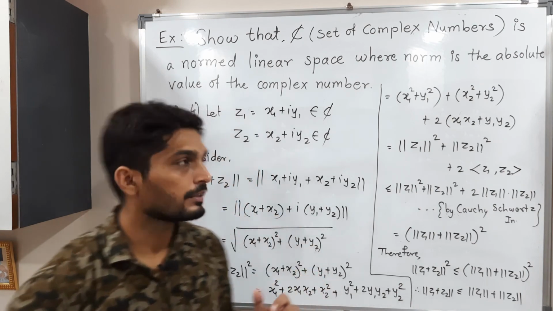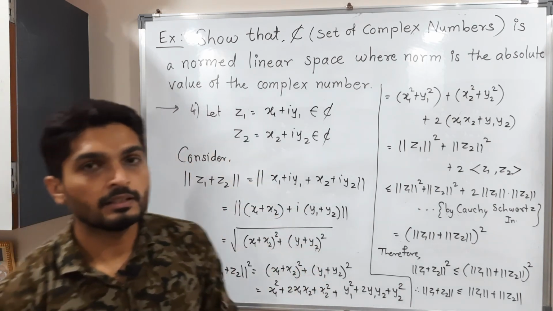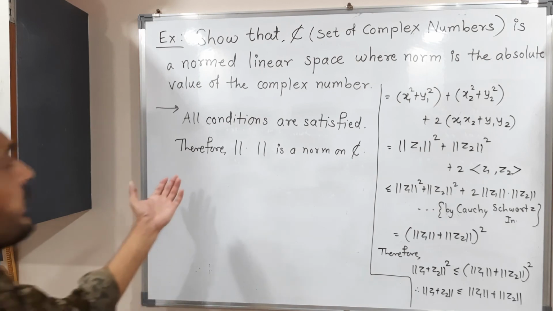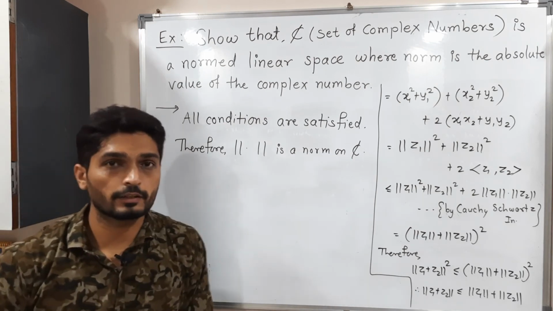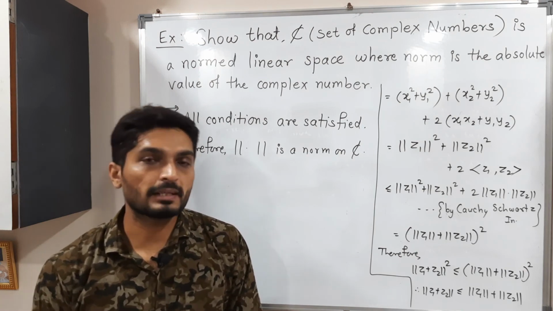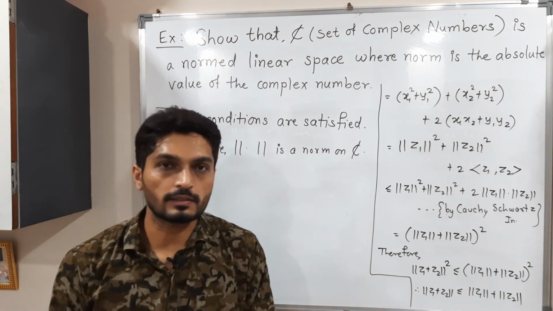Make a screenshot of it. I will remove this part and write. Please make a screenshot of this one. See here, I clearly mentioned all conditions are satisfied, therefore it is a norm on C. So the example is over. Thank you. Make a screenshot of just these 2 sentences. After that we'll stop. Thank you.